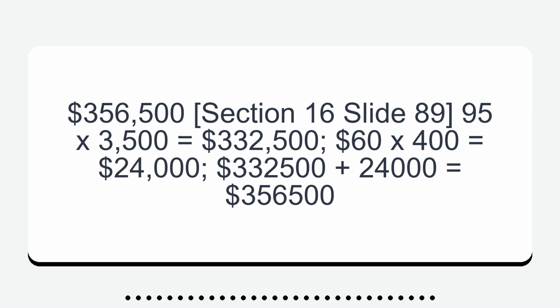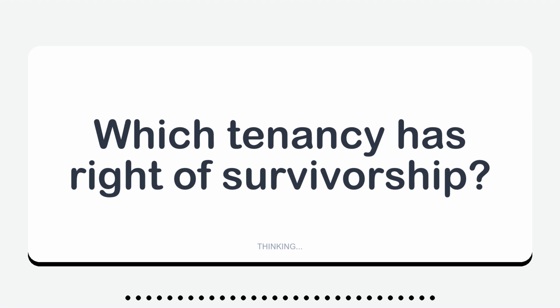$356,500. Section 16 Slide 89: $95 x 3,500 equals $332,500. $60 x 400 equals $24,000. $332,500 plus $24,000 equals $356,500. Which tenancy has right of survivorship? Joint tenancy.